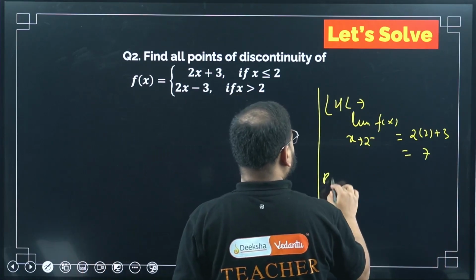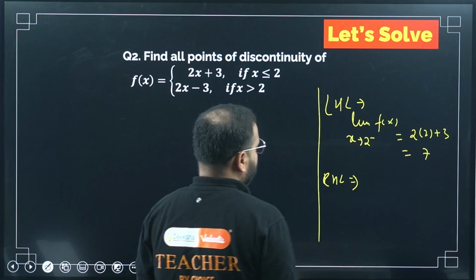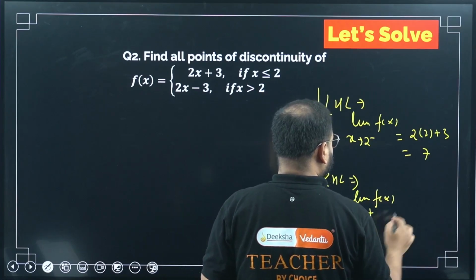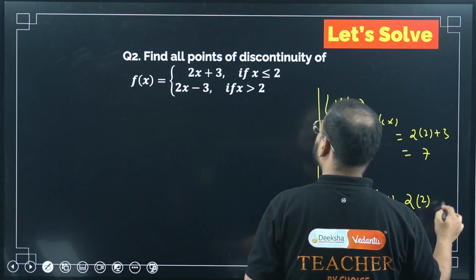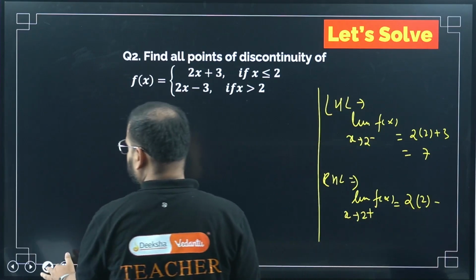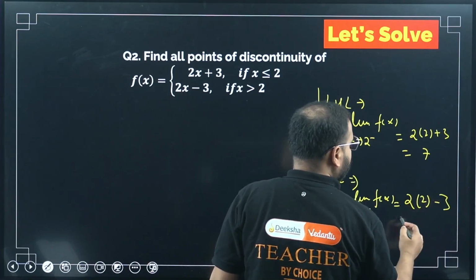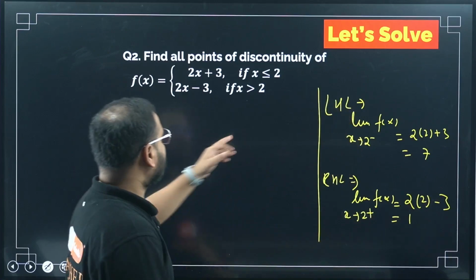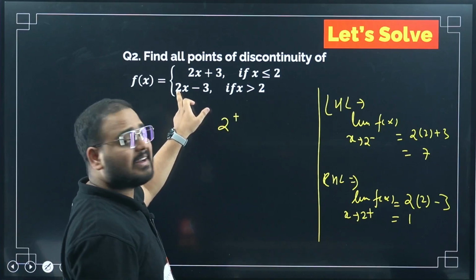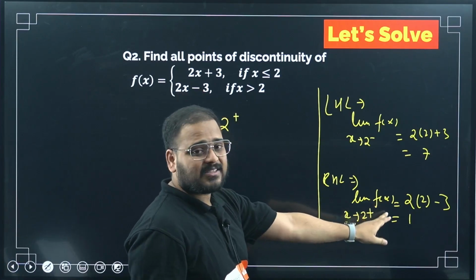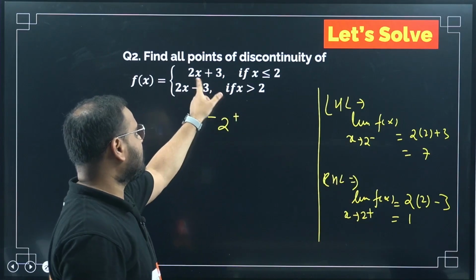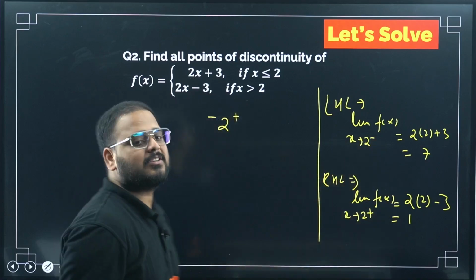What about RHL? Please check the RHL. Limit of f(x) when x tends to 2 plus will become 2 times 2 minus 3, so 1. Why like this? Because on the right side of 2, I have the function defined as 2x minus 3, so I'll use that function in place of f(x). Whereas before the 2, on the left hand side, I have the different function 2x plus 3. So obviously the function is not continuous.